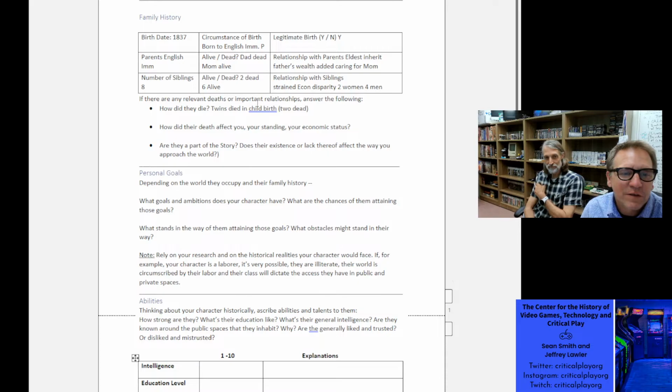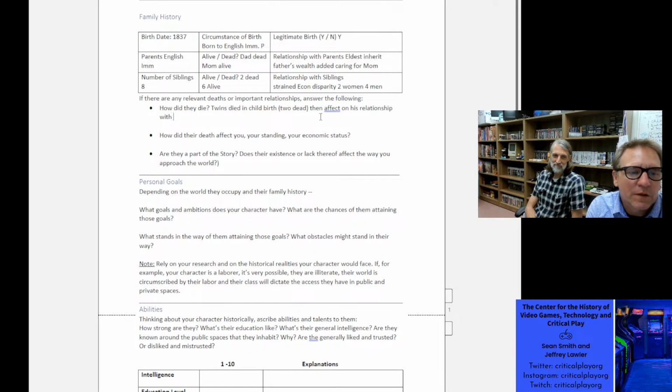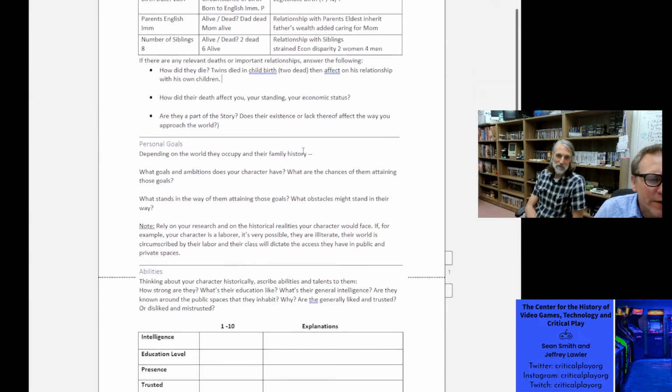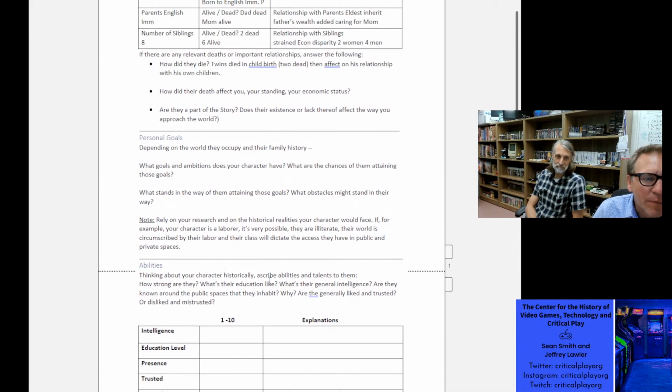So they've got the twins that died in childbirth, which then had a tremendous effect on his relationship with his own children. But strange, he's also dead. Oh, Dad's dead. I'm sorry. How can he be dead? Dad dead, I'm alive. His wife is alive. We haven't gotten to his current family though. Okay, his current status, there we go. And we have to keep that in mind.